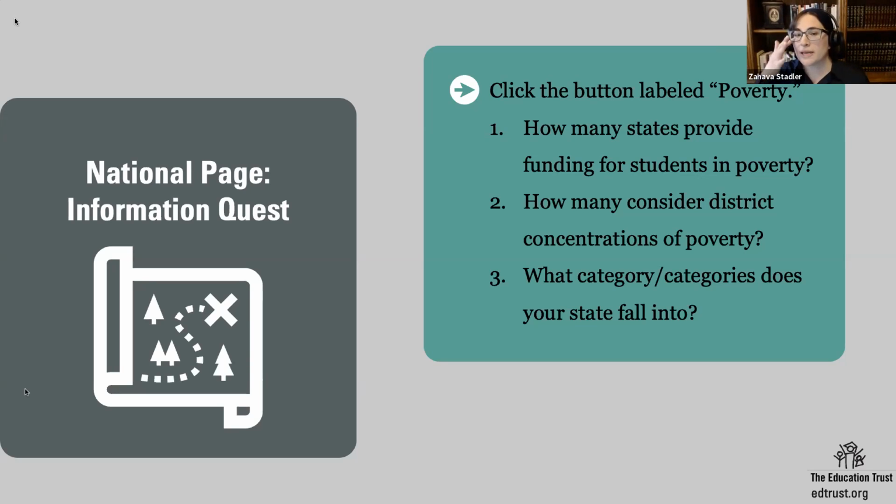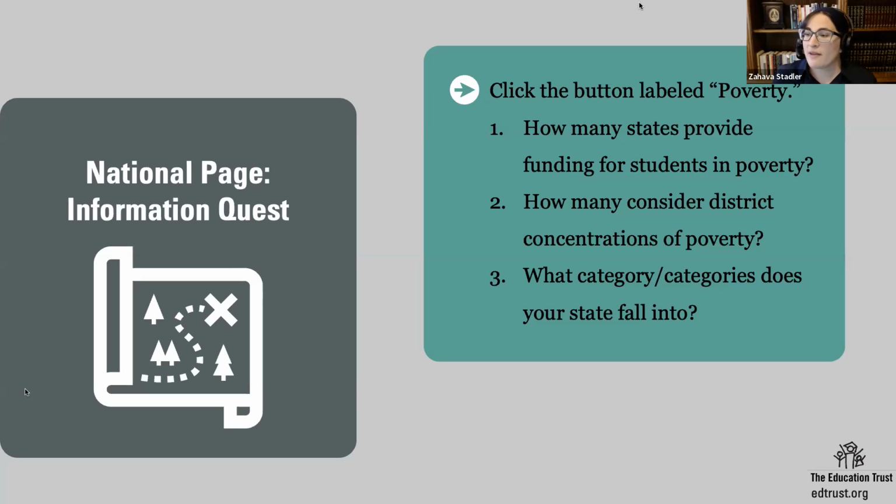So if you click the button at the top of the national map labeled poverty, this will bring up a map of whether or not states provide funding for students in poverty. And you can see that the 2 shades of blue are differentiated for whether that money is provided on a per student basis. That is, every student from a low income background is generating the same amount, or whether it's based on concentrations of poverty.